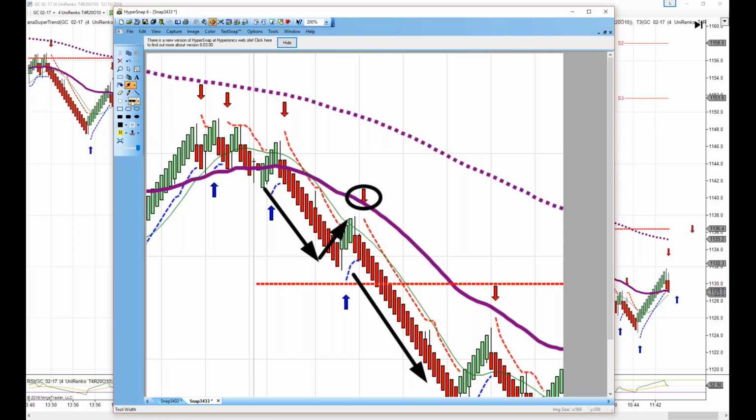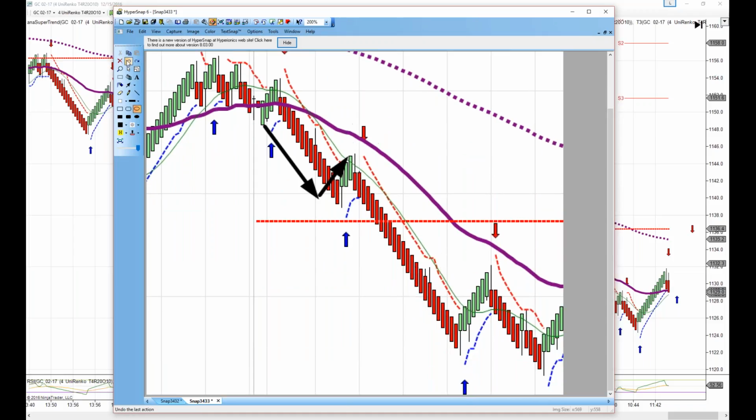We would have rode this down until these wicks here, or a little bit farther down if we would have used the red dashes as our stop loss. Not a bad way to trade at all. There's actually another one right here. Red arrow into the trade. Okay, this would have been probably a very short-term trade, maybe 10 ticks, something like that.